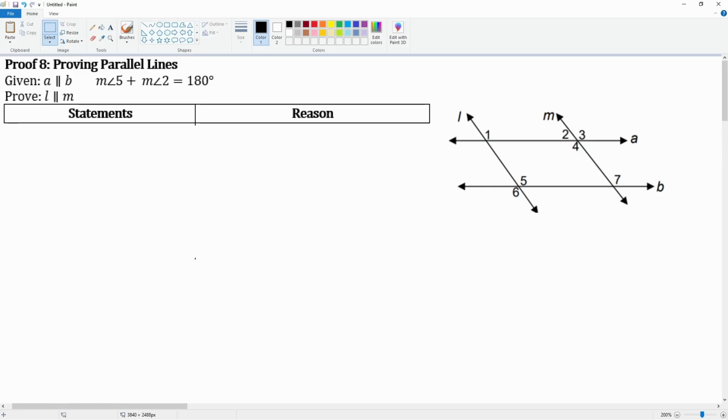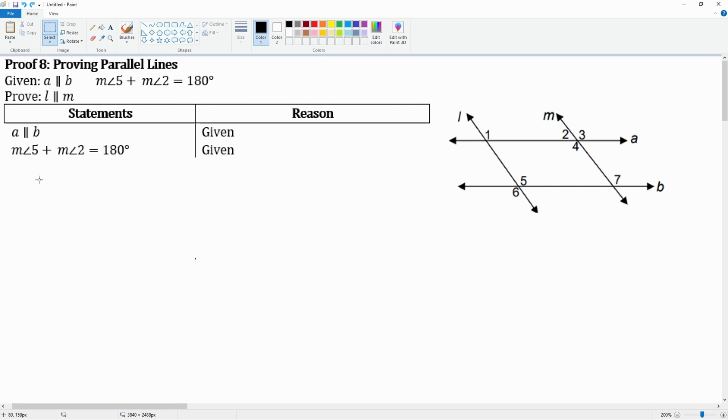All right, let's start with the proof of 8. We're proving parallel lines. We are given that A is parallel to B. Let's start with that given. And the measurement of angle 5 plus the measurement of angle 2 equals 180. Let's also give you that. I like to separate it, okay?